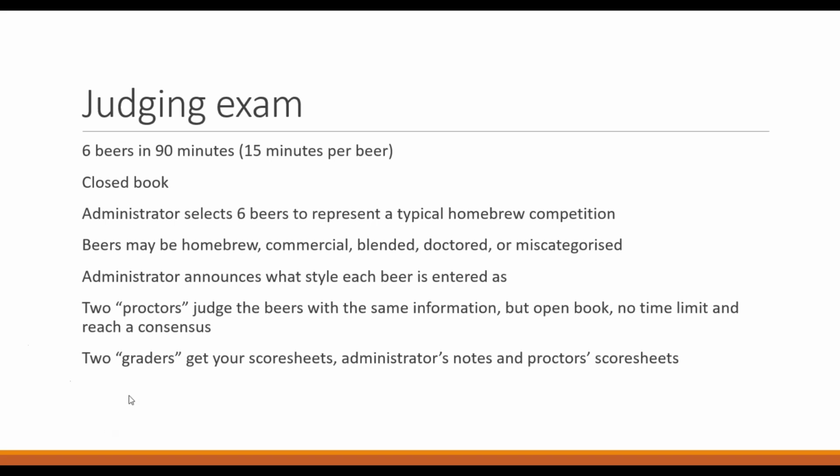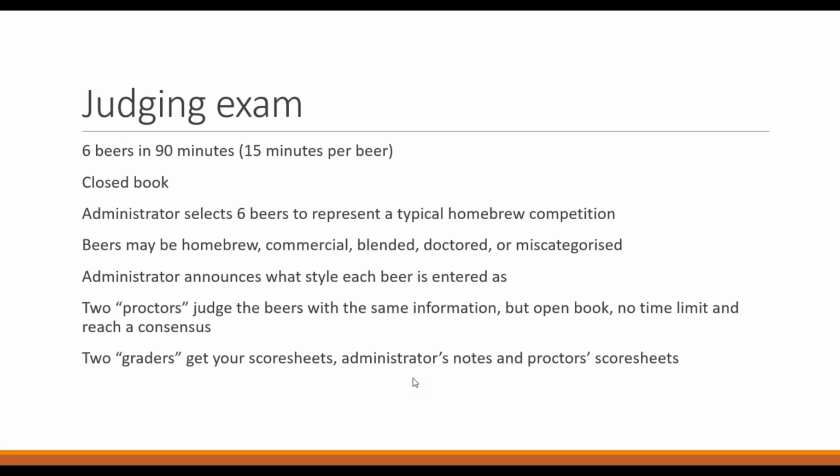How it's then marked is that there are 2 experienced judges, or proctors in American terms. They sit separately and judge the same beers with the same information, but they have an open book and no time limit, and they discuss it, and they then note exactly what they've observed. Then 2 markers, or graders in American terminology, will get your score sheets, the administrator's notes on the beers, and the proctors' score sheets.